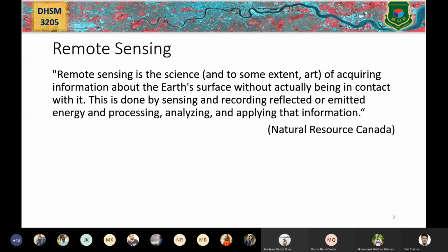So, or contact with it. So that means you are farther away from the surface. You are farther up, maybe, or down. So most of the time it's up, and then you are taking some photos or collecting some data without touching the surface. So that is remote sensing in very simple terms.